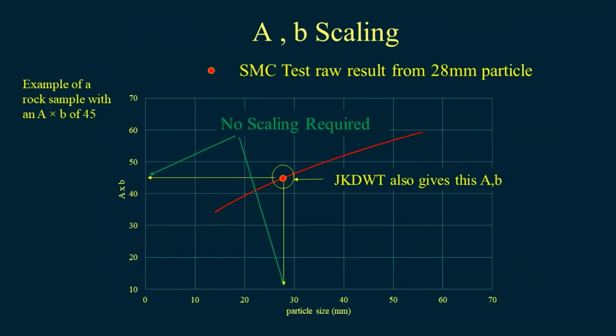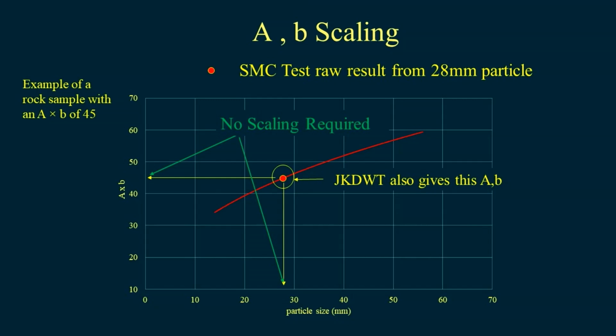So if we look at that result, the SMC test result, there it is, that red dot. There's the particle size. It was done on a 28mm particle. There's the A times B value there. If we had at the same time the drop weight test information, that curve there, we could see it's been done on a 28mm particle. That's what the drop weight test would have given us. Therefore, there's no need to scale. That's the result, and that's the result that would get quoted.